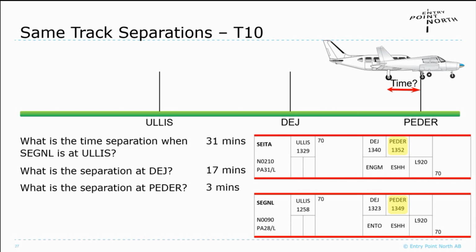Now the problem with this separation is that Sierra November Lima is going to be at Deya at time 2-3. Where is Sierra Tango Alpha going to be at time 2-3? They're not even going to be inside our TMA yet. They're actually still 6 minutes away from Ulyss.